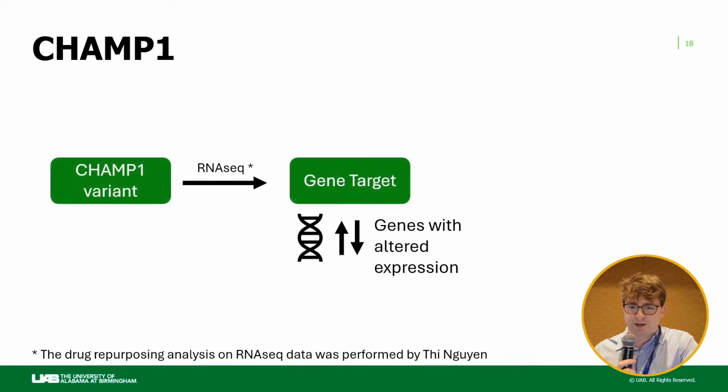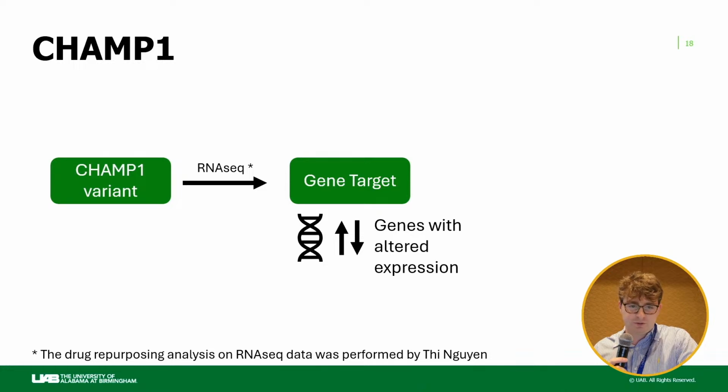So we took a step back and looked at the genes that are dysregulated as a result of a variant in CHAMP1. In this work, identifying which genes were dysregulated was done by T. Wen. She works with us very closely, so she provided the RNA-seq. So that's a pretty good attribution that I actually give today.